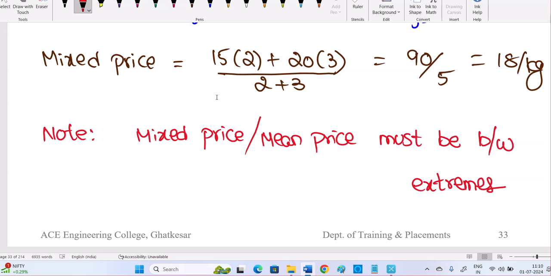At least that word will give you the clue. Mean value means it should be in between, not above, not out of the extremes. It should be between the extremes. 10 and 6, the mean value is 8. I'm not talking about mean price, mean value. 10 plus 6 divided by 2, which is 8. 8 is more than 6, less than 10. Between the extreme values only.